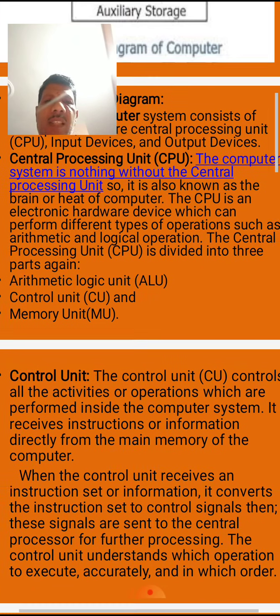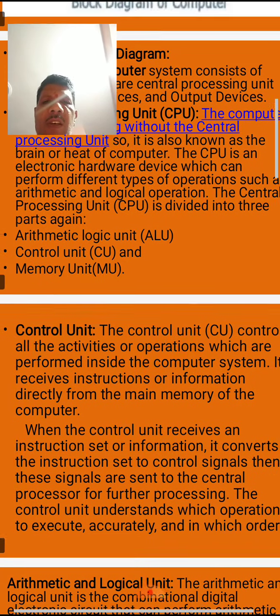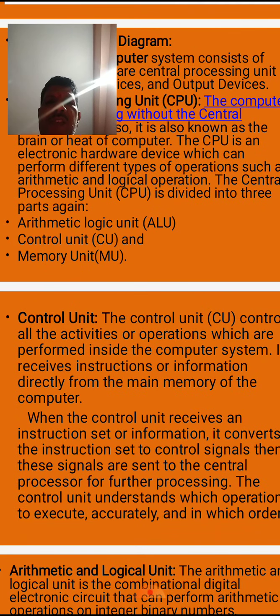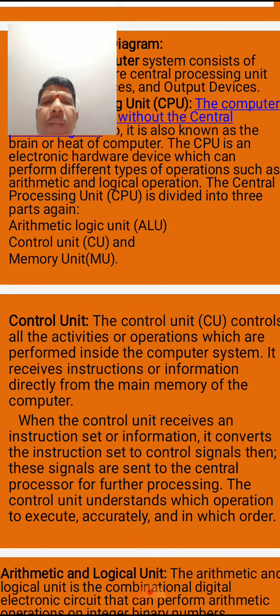Control unit. The control unit controls all the activities or operations which are performed inside the computer system. It receives instructions or information directly from the main memory of the computer. When the control unit receives an instruction set or information, it converts the instruction set to control signals. Then these signals are sent to the central processor for further processing. The control unit understands which operation to execute accurately and in which order.